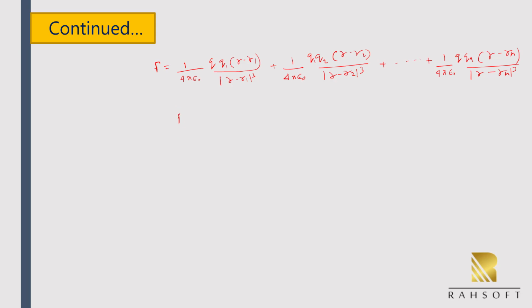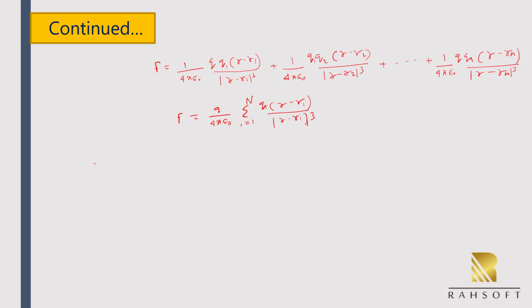and you can write this equation as F equal to Q divided by 4 pi epsilon, summation i equal to 1 to n, Qi (R minus Ri) divided by modulus of R minus Ri cubed.